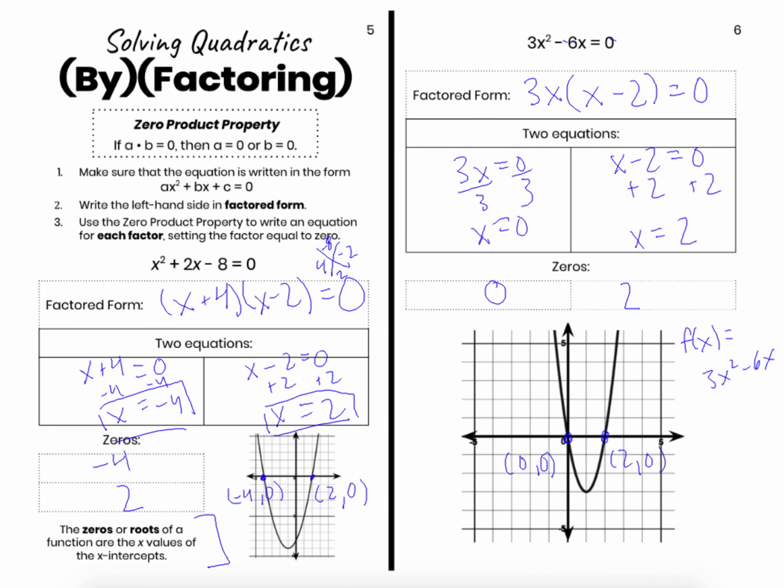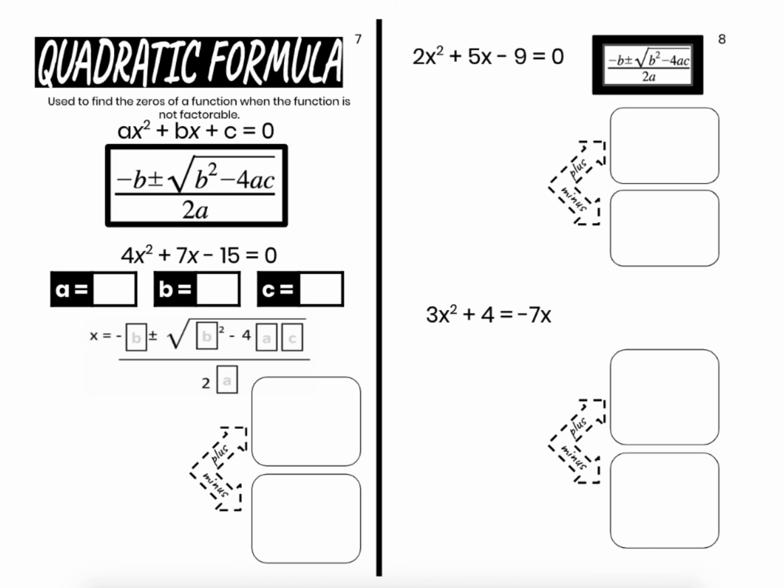You can't use the zero product property if you cannot factor the quadratic expression, but you can always use the quadratic formula. You just need to make sure that the expression is equal to 0. So if, for example, we had 4x squared plus 7x equals 15, we could use the quadratic formula. We would just need to subtract 15 from both sides to make sure that our quadratic equation has an equal to 0 component.